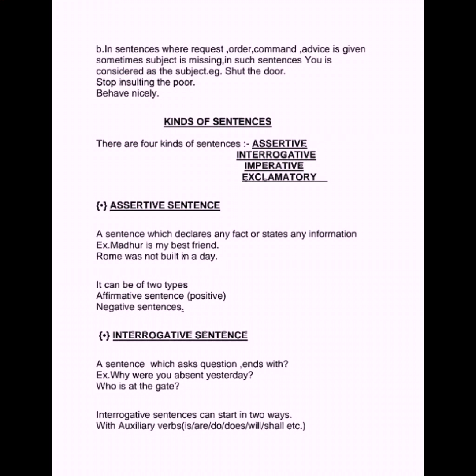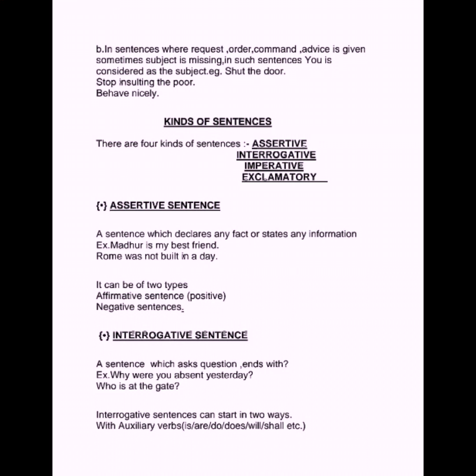Next topic is kinds of sentences. Children, there are 4 kinds of sentences: assertive sentence, interrogative sentence, imperative sentences and exclamatory sentence. What are assertive sentences? A sentence which declares any fact or gives you any information, can be negative, can be positive, or simple sentence is called assertive sentence.